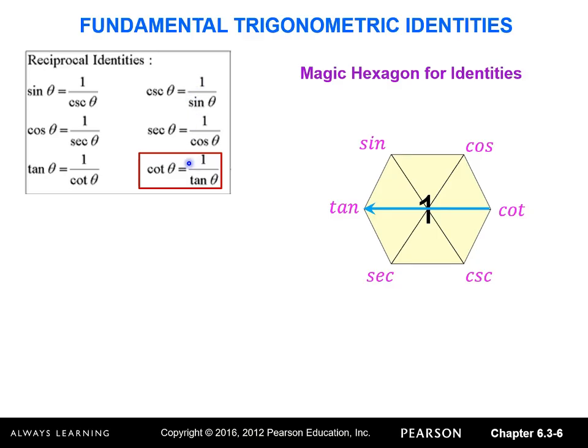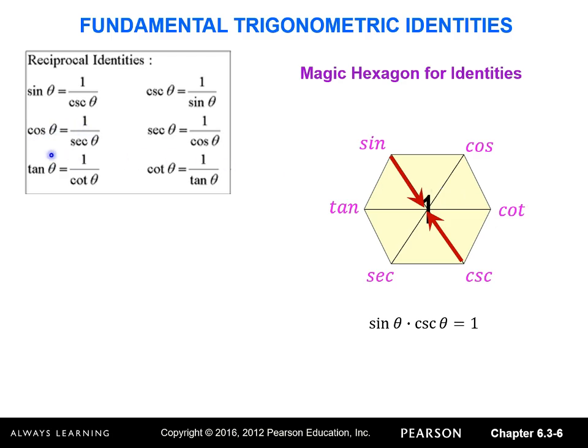There are another three identities, derived from these reciprocal identities. For example, in the first reciprocal identity, if I cross multiply, sine theta times cosecant theta is equal to 1. So that is another identity derived from this. To show this in the magic hexagon, when you say multiplication, you will use opposite arrows. So sine times cosecant is equal to 1.